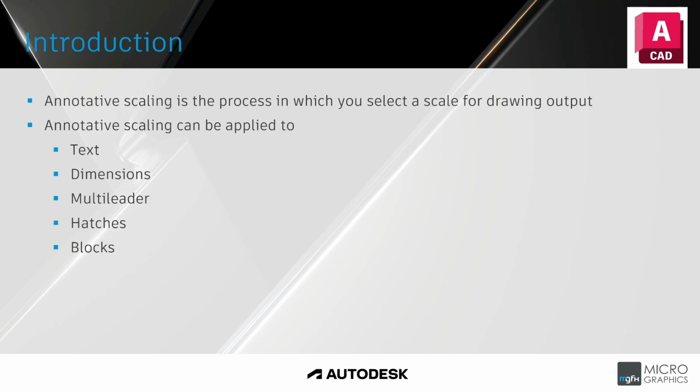Okay, so what is annotative scaling? Annotative scaling is the process in which you select a scale for drawing output. Okay, what does this mean? Whenever we do drawings, we'll take a look at how we need to make everything uniform. When we put out an engineering drawing or an architectural drawing, you don't want to see a whole lot of views, or section views, or top view, side view, front view, and then see all your text and your dimensions at different font heights. It looks messy, it's not very professional. So with annotative scaling, you can apply that to text, dimensions, multi-leaders, hatches, and blocks.